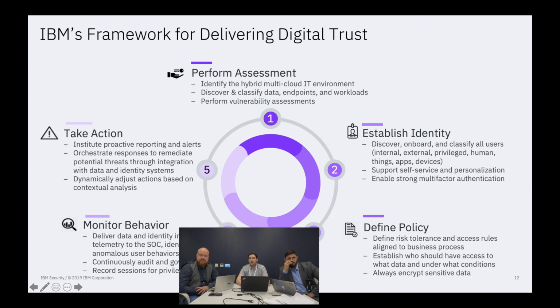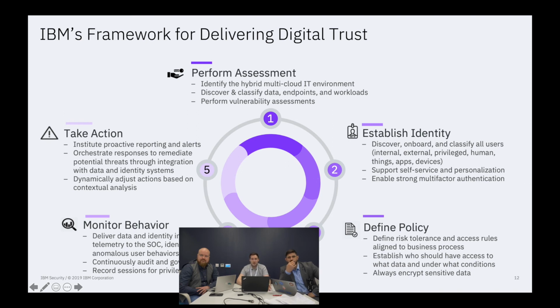Step 2, establish identity. We touched on this in terms of the governance already, but discover, onboard, and classify all your users, and that goes for internal, external, privileged accounts, human things, apps, devices, all the stuff that's accessing your data on a regular basis. Support self-service and personalization, and enable strong multi-factor authentication as well.